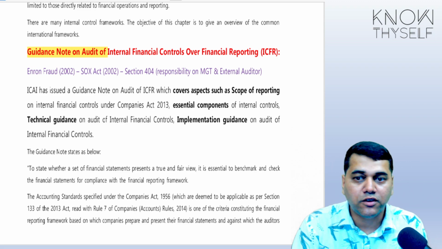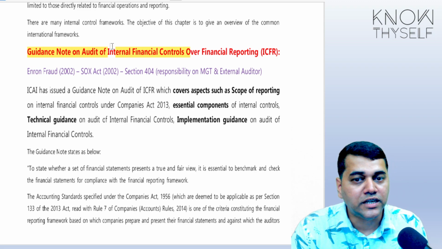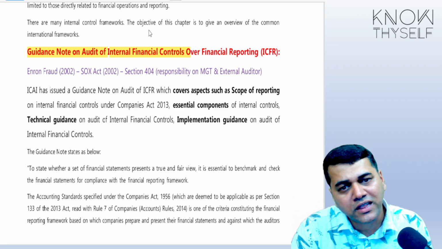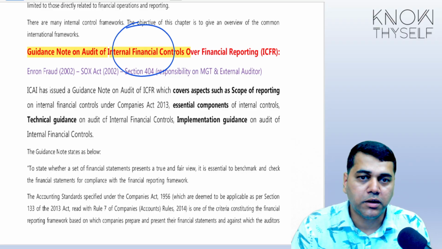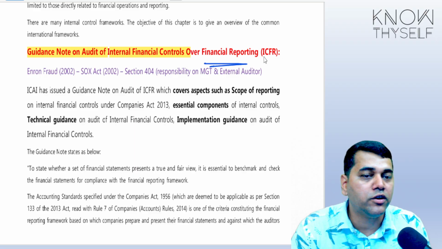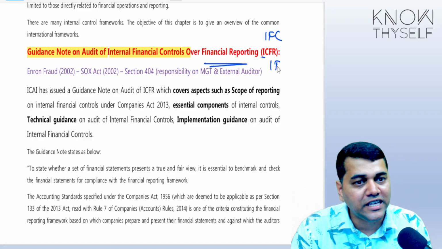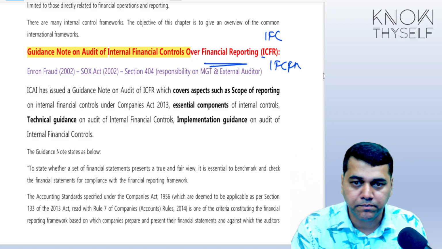So this is the background of the guidance note on the audit of internal financial controls. The internal financial controls include all the internal controls of the organization. But the auditor is going to certify only over financial reporting. That is why we call it ICFR. It is not IFC, or you can say IFCFR. You can call it by any name.